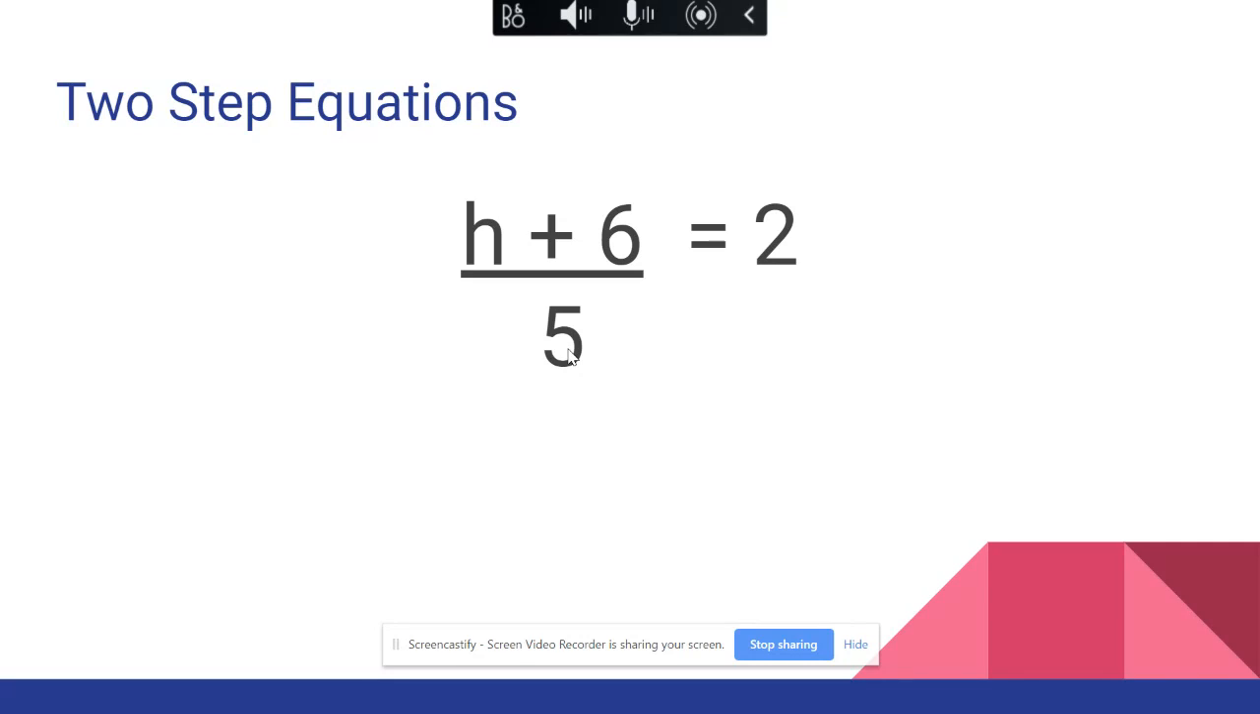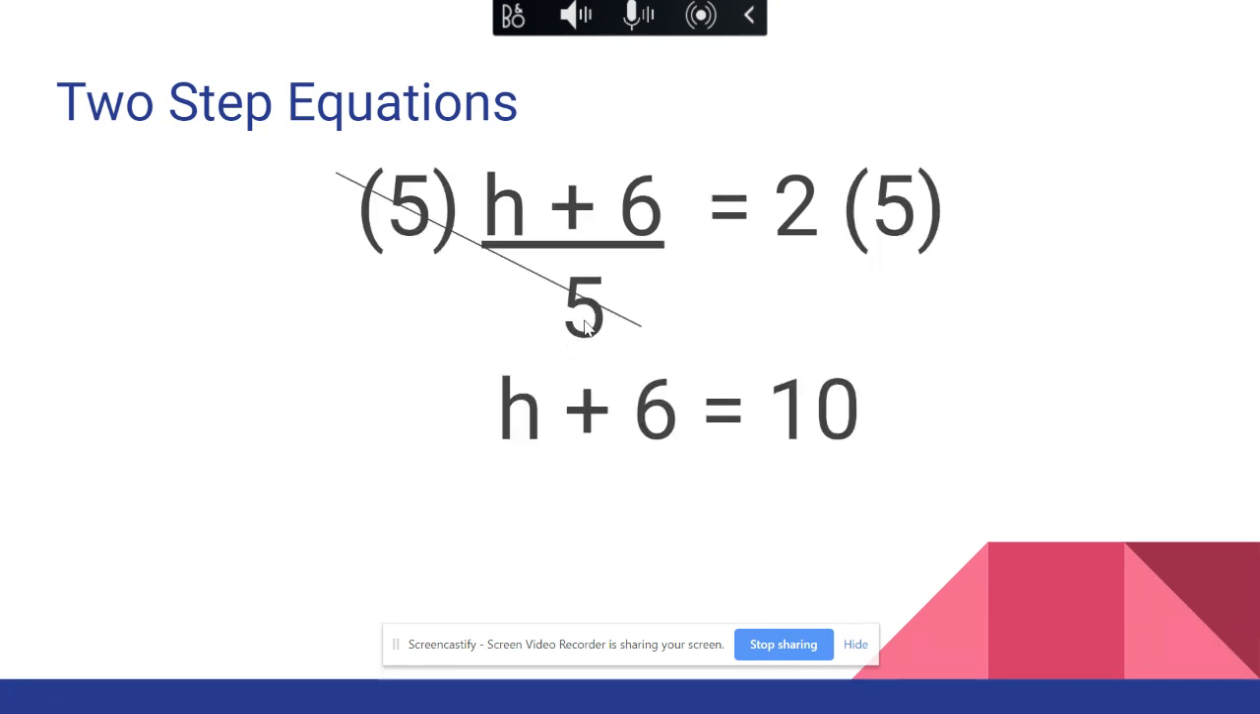I divided by 5 last. The inverse of division is to multiply by 5. So that's what I'm doing on both sides. I multiply by 5 on both sides. Okay. When I multiply by 5 on both sides, using some cancellation here, 5 divided by 5 is 1, right? So really all I have left over, these cancel, all I have left over is what was on top of the fraction. So I have h plus 6 on my left-hand side, and then 2 times 5 is 10.